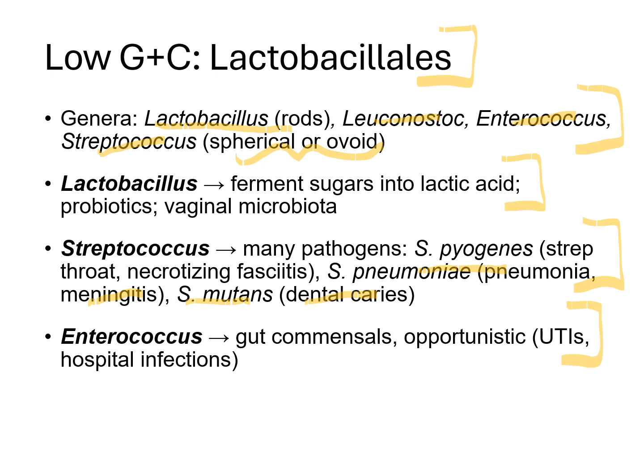What I didn't talk about here is Leuconostoc. These are bacteria that can also produce lactic acid through fermentation, and they are also found in fermented foods like sauerkraut or other dairy products, similar to Lactobacillus.